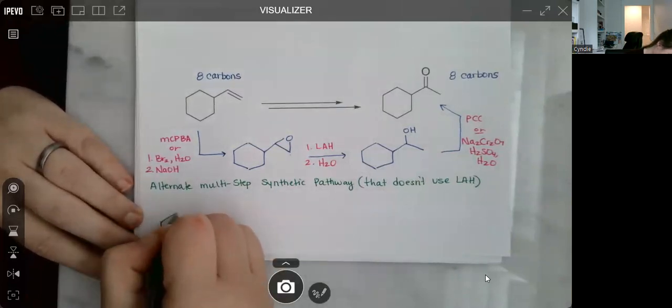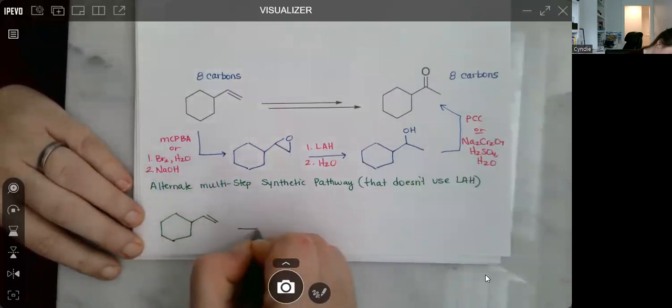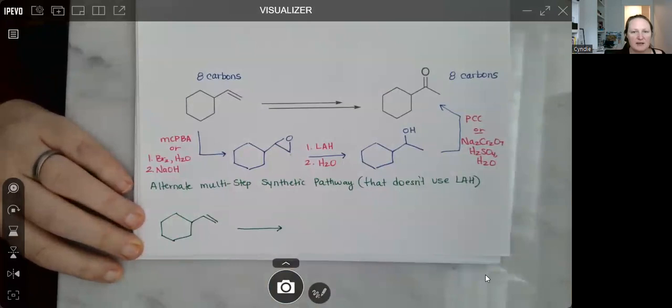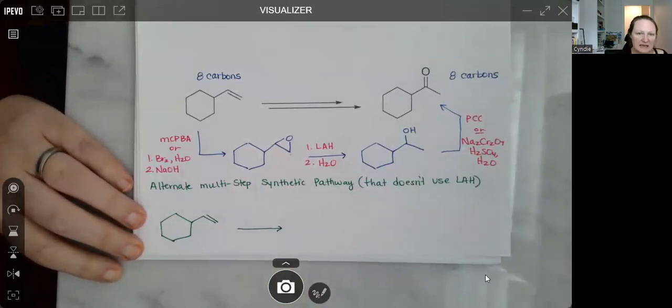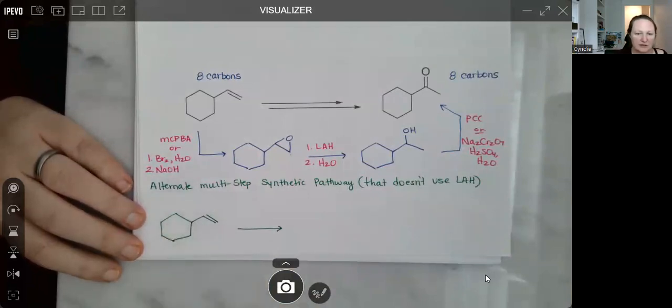So we could start from the alkene. And hopefully, if you haven't thought about this, you can pause the video, think about what you would do, and then see if we come up with the same thing. So from the alkene, I can think about adding an OH group here because that is just a Markovnikov hydration reaction.